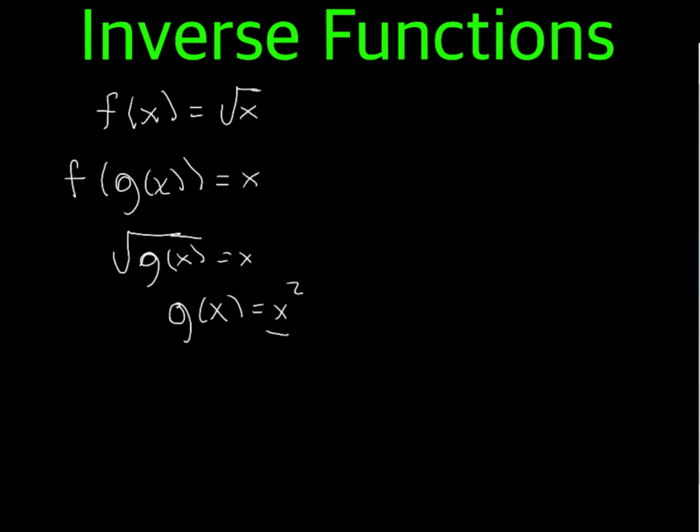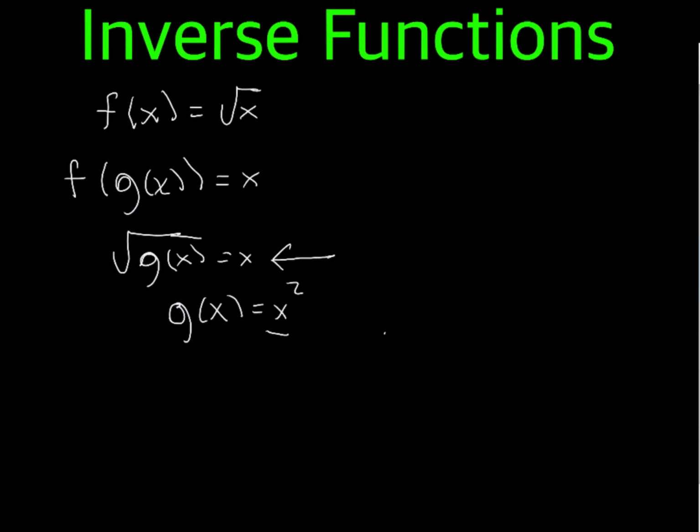So x squared is our inverse. Hold on though. We just said that x squared doesn't have an inverse, so how can x squared be the inverse of f of x? Well, let's look back at our work to see what went wrong. The problem is right there. We have the square root of g of x equals x.